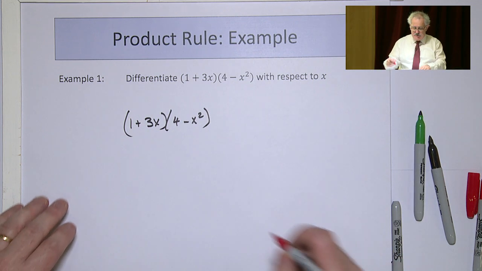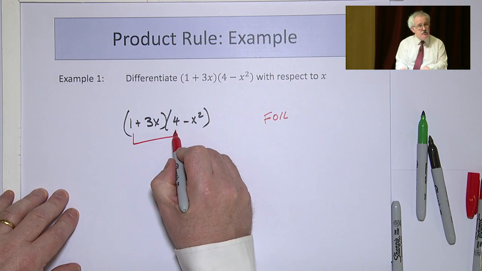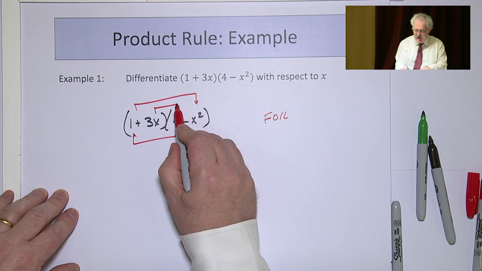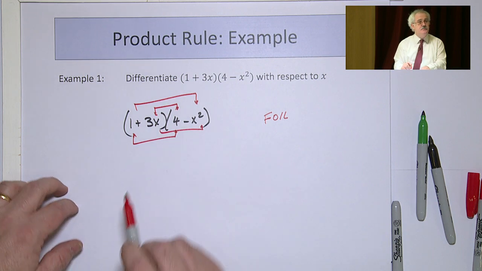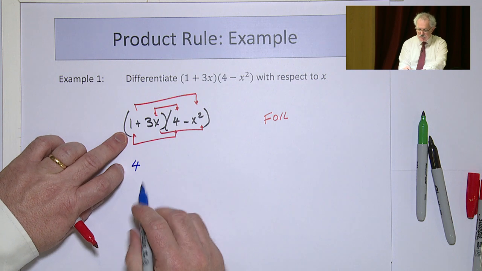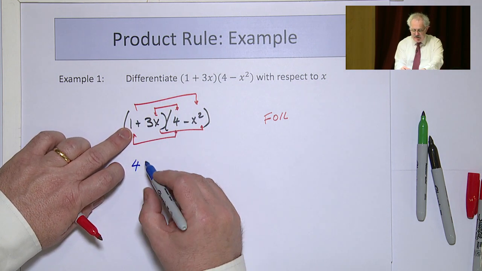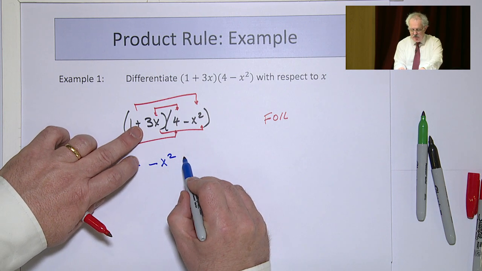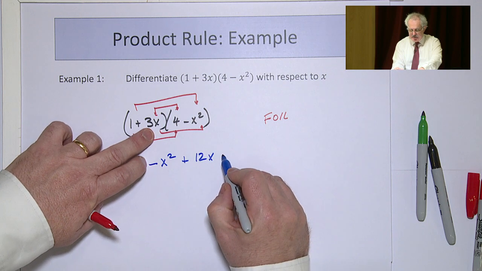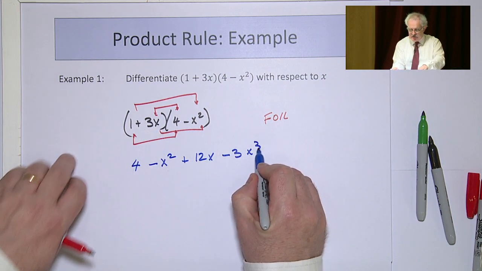And you could say, using what the Americans call the FOIL method, you multiply the first ones together, the outsides together, the insides together, and the last ones together. So the first ones are 1 times 4, that's just 4. Then the outsides, first by the last is minus x squared. And then 3x by 4 is 12x. And then 3x by minus x squared is 3 by minus is minus 3. X by x squared is x cubed.